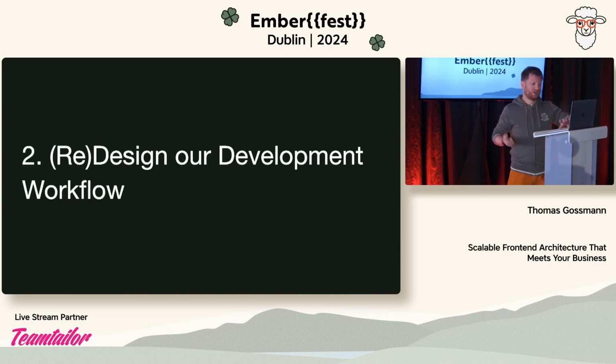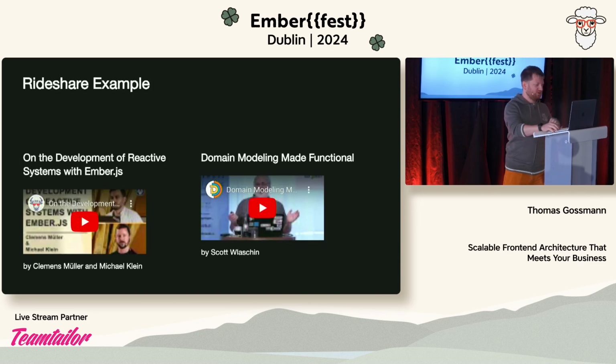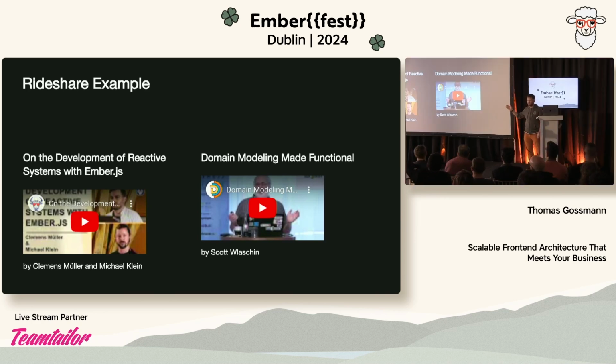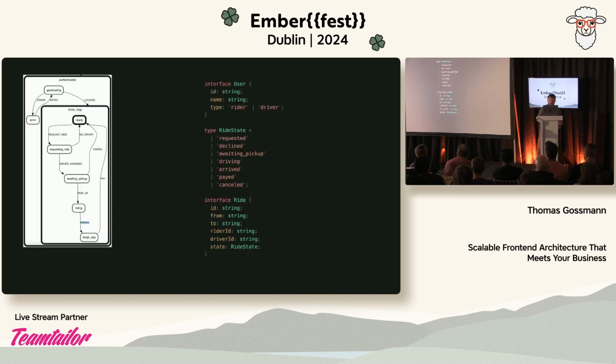That's where I thought, can we actually redesign our development workflow? I'm going to use the rideshare example for this. At EmberFest Rome, Clemens and Mike already gave a talk about this, so I'm going to continue where they left off. Another talk is by Scott Wlaschin about domain modeling made functional. One of the ideas in this talk, amongst many others, is to have one page that describes your whole domain so everybody knows what's going on. I think that's quite cool to have. So can we get there?